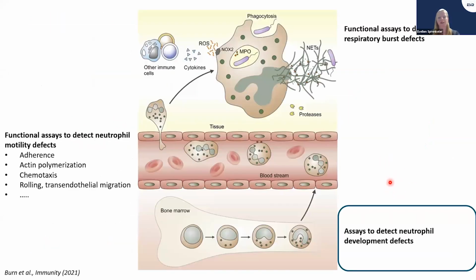And there are also assays to detect neutrophil development defects. The development of neutrophils starts in the bone marrow until they fully mature and they enter the bloodstream. And I will illustrate this by a G-CSF receptor deficiency.